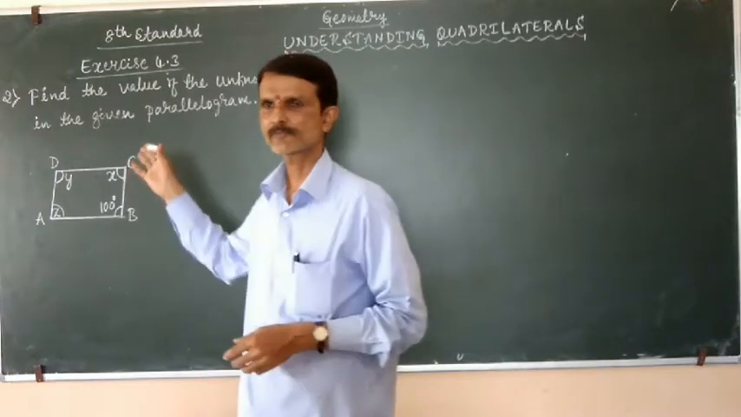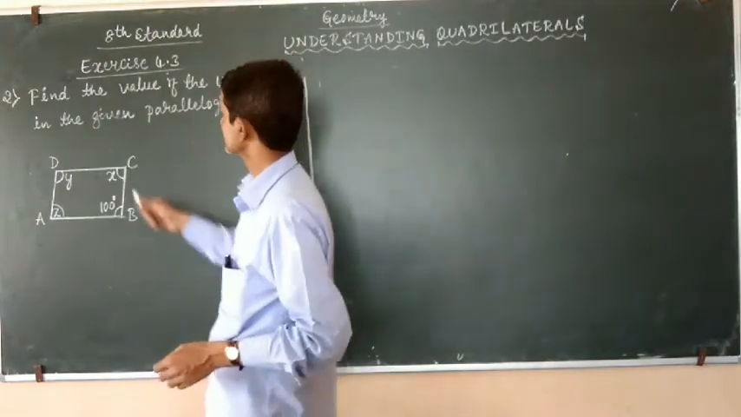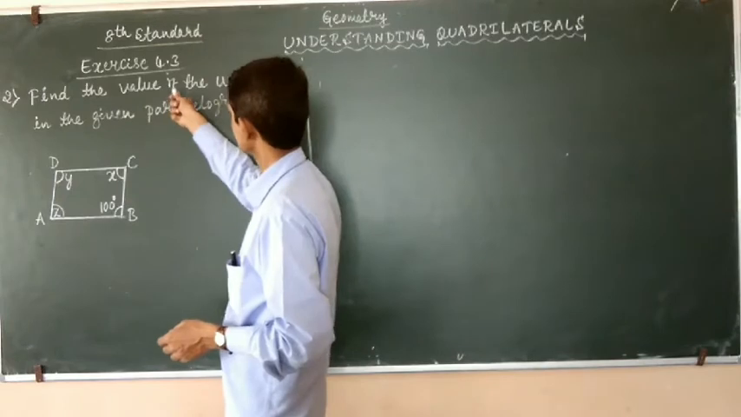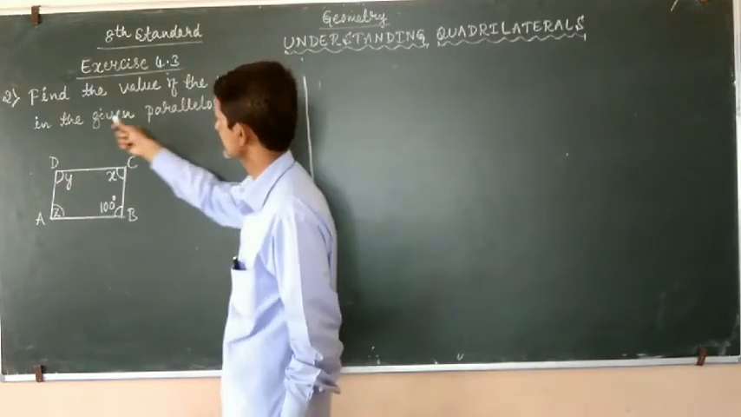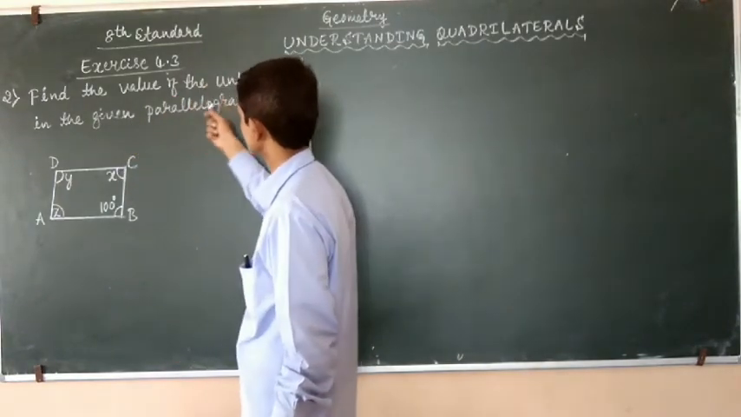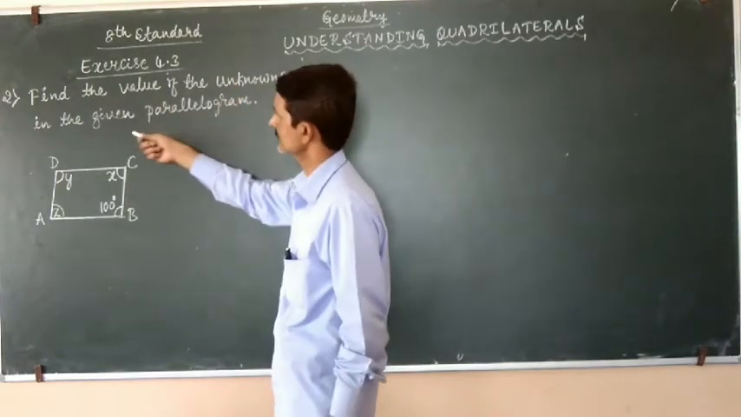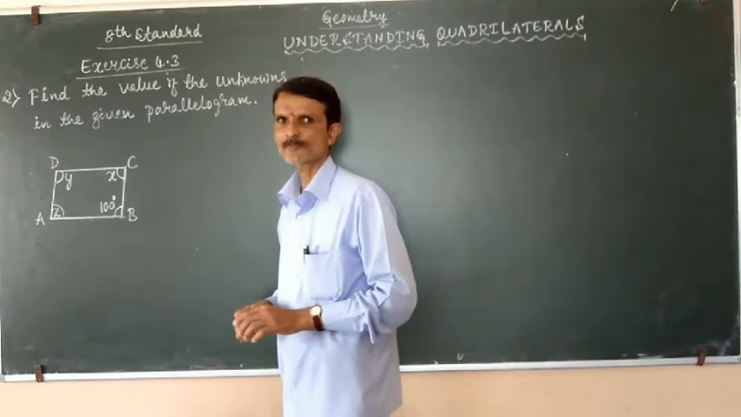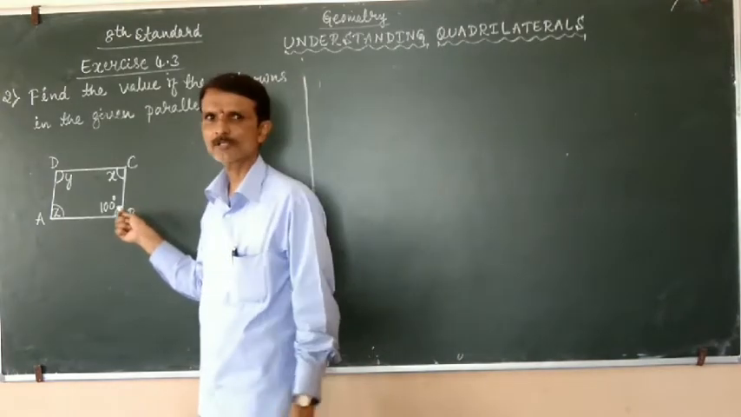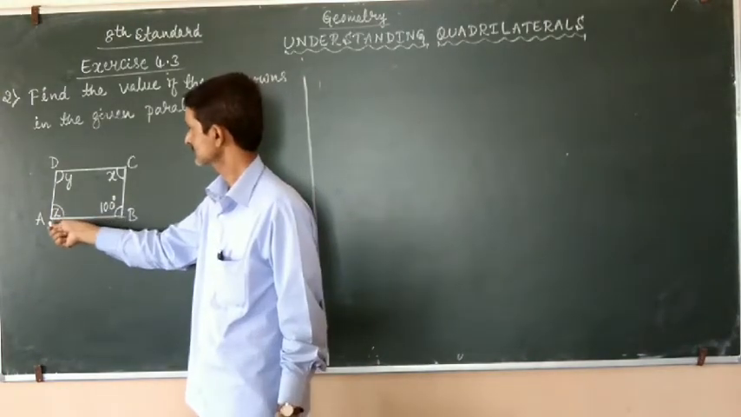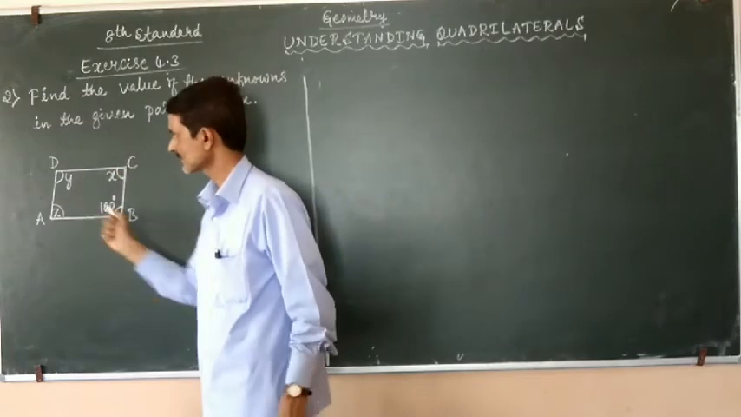Now students, you will see the second problem. In the second problem, find the value of the unknowns in the given parallelogram. So we have to find the value of unknowns in the given parallelogram. So if you observe this parallelogram, ABCD is a parallelogram.